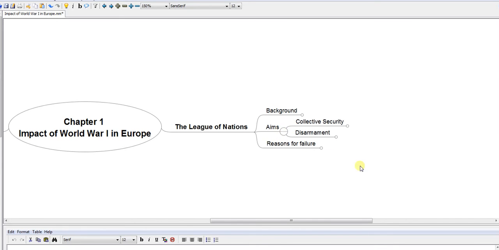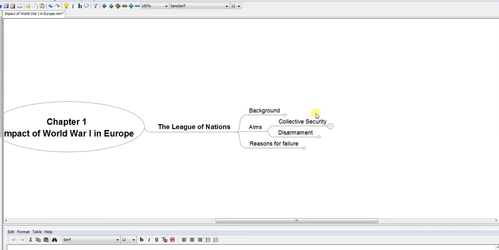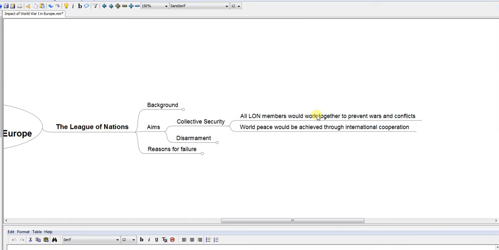Its aims: firstly, one particular aim was collective security, basically protecting one another. All League members would work together to prevent wars and conflicts, and world peace would be achieved through international cooperation. For example, if a particular League member was attacked by a non-League member, other League members would come to the rescue of this member. They would form groups to help one another in case of aggression.